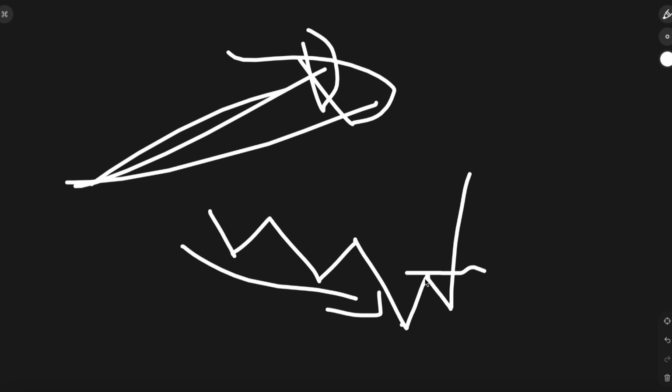Now if it creates a higher high and then a lower high again, it doesn't mean anything. But if it creates a lower low, a higher low, and then a higher high, then a higher low, and then a higher high that closes above the previous higher high, then you've got a break of structure.